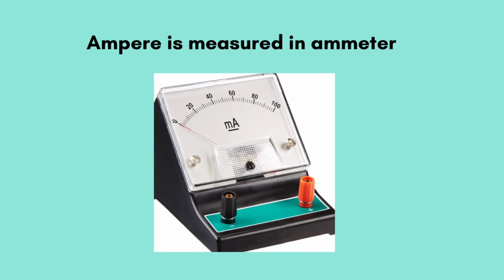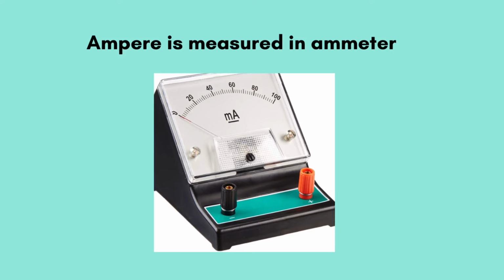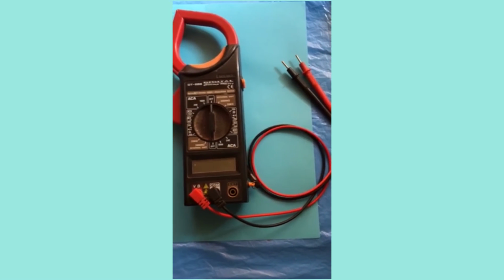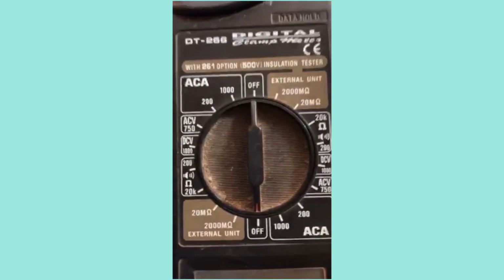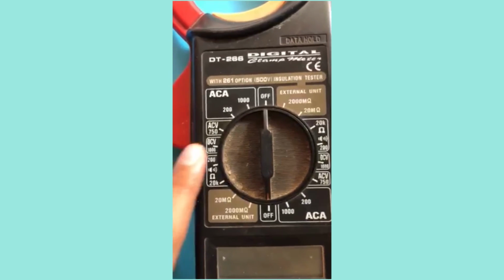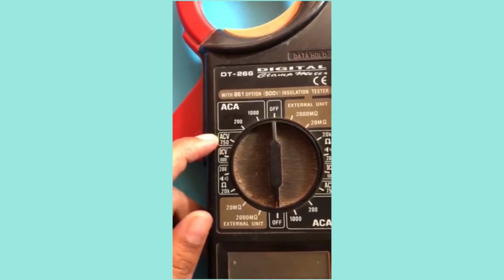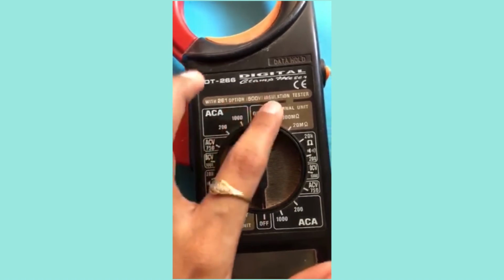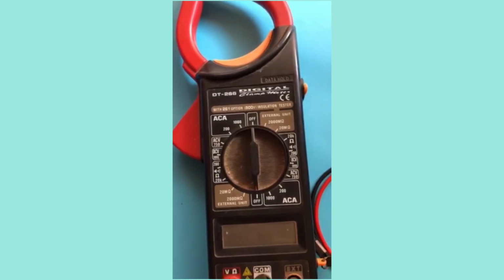Ampere is measured with the help of a device known as a meter. This is actually a clamp meter. In clamp meter, you can measure various things like voltage, resistance, and this knob. You can see that ACA means AC ampere, so you can measure AC voltage, DC voltage, resistance, and all those stuffs in this clamp meter. It is a multi-purpose tool.